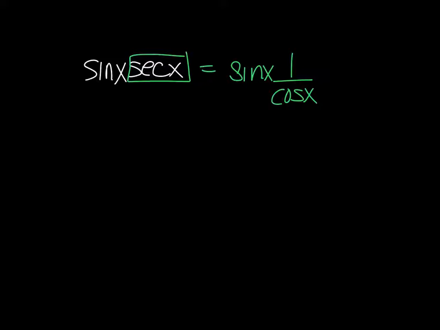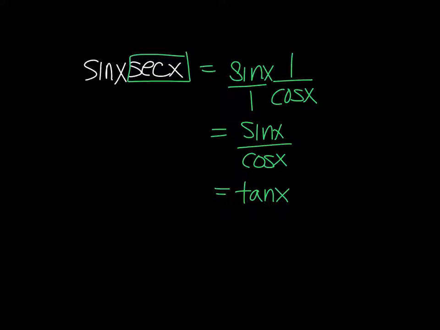Right? So I'm replacing secant with 1 over cosine. Why would I do that? Well, because now I have sine over 1. So I have sine times 1, that's sine. I have 1 times cosine, that's cosine. And if you remember your quotient identity, sine over cosine is tangent, which is B in that set of problems.